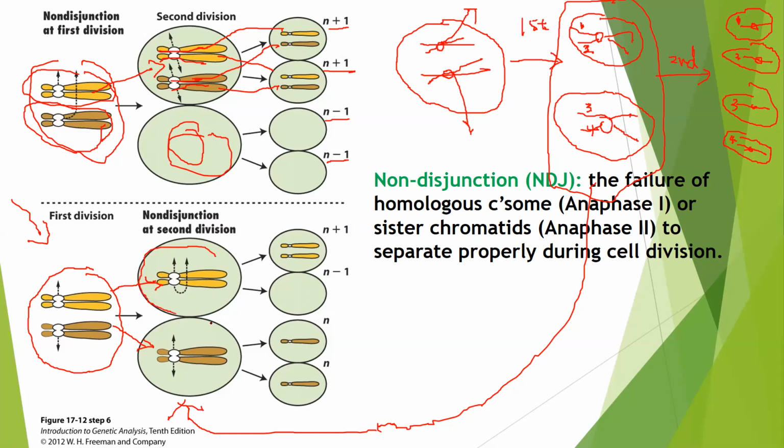However, at the second division stage, this one has a non-disjunction event here. Normally, these 2 sister chromatids should separate and end up in 2 different gametes, but for this one, it didn't. So these 2 sister chromatids come together into one gamete, leaving the other gamete empty. Nothing here, right? But this one is normal because the 2 sister chromatids separate in a standard way. And you're going to see 2 normal gametes here, but 2 abnormal gametes here.